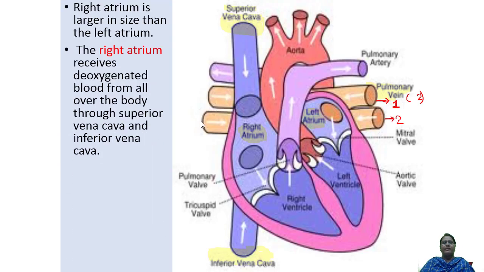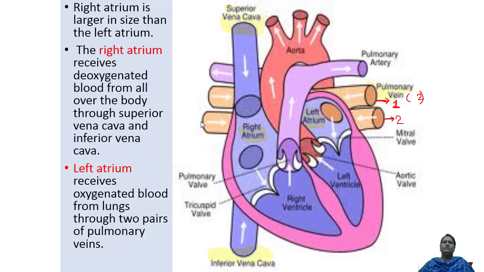Then next, now the right atrium is larger in size than the left atrium. Now this is the right atrium here. This right atrium is larger in size than the left atrium. This is the left atrium. The right atrium receives the deoxygenated blood from all over the body through the superior vena cava. This is the superior vena cava, and inferior vena cava. This is the inferior vena cava.